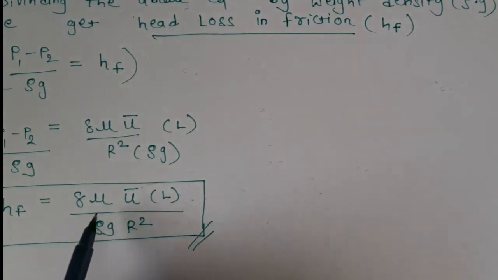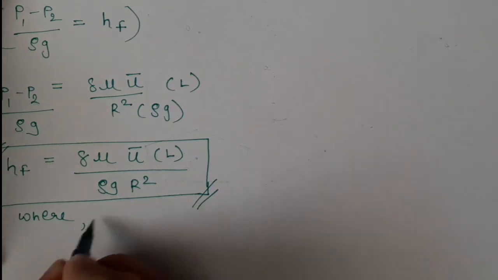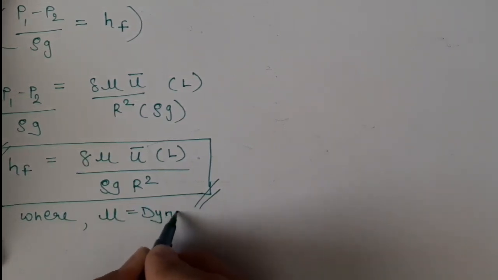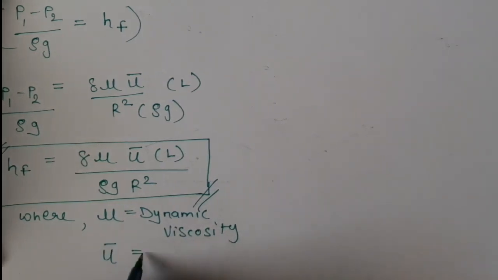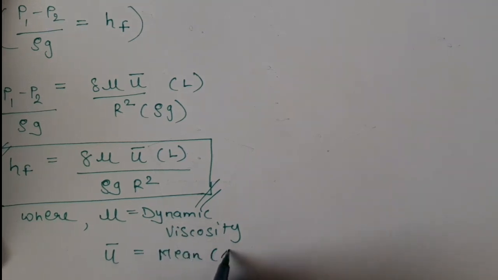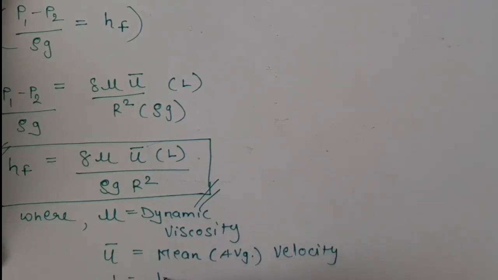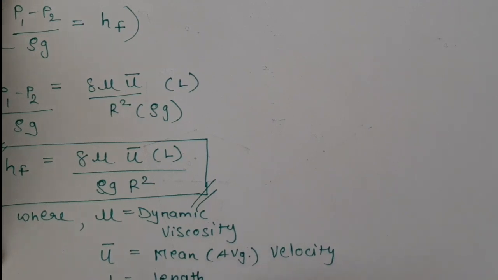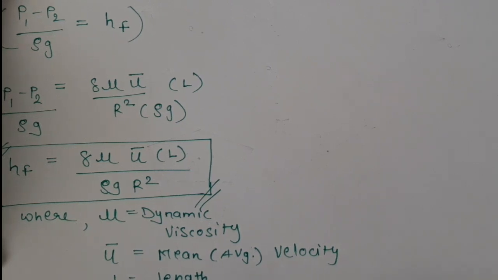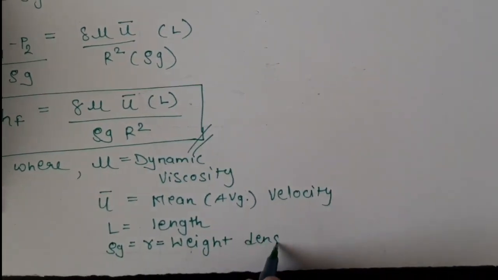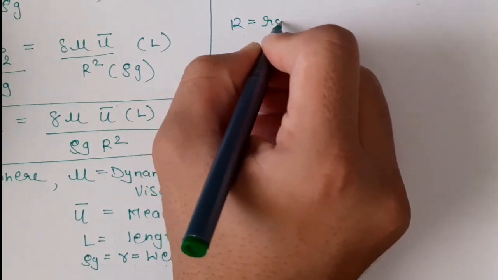So HF equals 8 mu u bar L upon rho g into R square, where mu is the dynamic viscosity, u bar is the mean velocity or average velocity, L is the length between two sections, rho g equals gamma, which is the weight density, and R is the radius of the pipe.